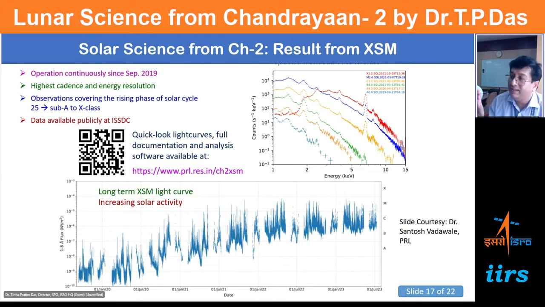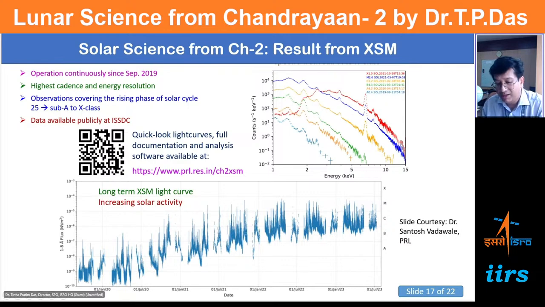The instrument which was studying the X-ray from the sun was XSM, the X-ray Solar Monitor. It has characterized the solar energy distribution in the range of 1 to 15 kilo electron volt at different conditions of solar flare intensities. Remember, starting from 2019 till date, the Chandrayaan-2 mission could see the different conditions of activity of the sun. It was going from solar minimum to solar maximum. And the long-term XSM light curve you are seeing here is for solar cycle 25, which we are undergoing now, where the 1.8 angstrom flux is plotted as the proxy with time. And there are short period oscillations also seen.